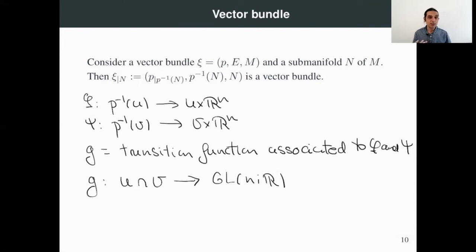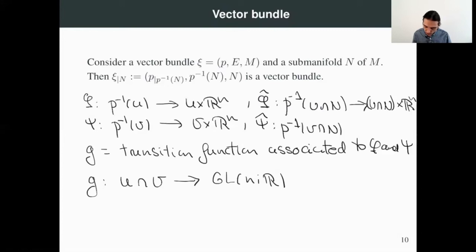What is the transition function that is associated to, let's say, the restriction bundle? Right. What happens is that since we are restricting our base to N, we can consider here a local chart which could be, let's consider here a hat, the preimage of the intersection of U and N, and that is going to be mapped bijectively into the intersection of U and N times R^n, and we get something analogous for V, right?